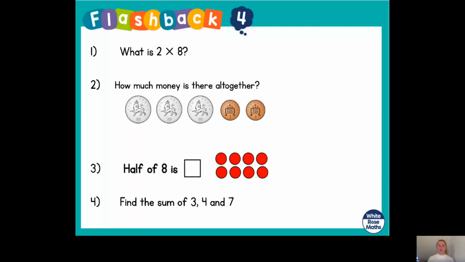So here we have 4 questions like we always do. In the first question we have 2 multiplied by 8. Now we haven't learnt the 8 times table yet, but what can you do to make it easier for yourself?